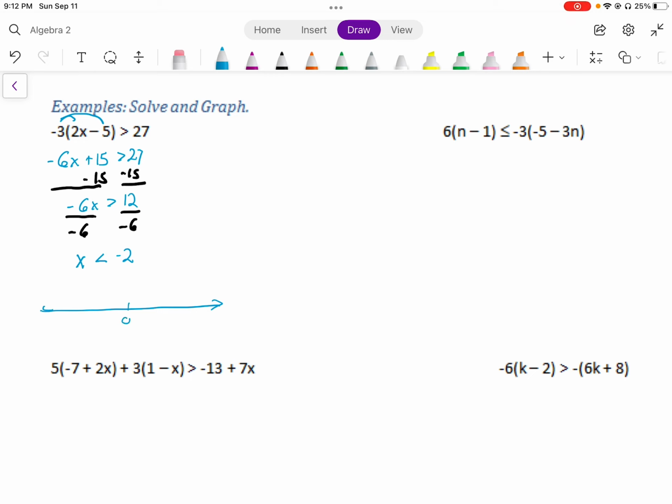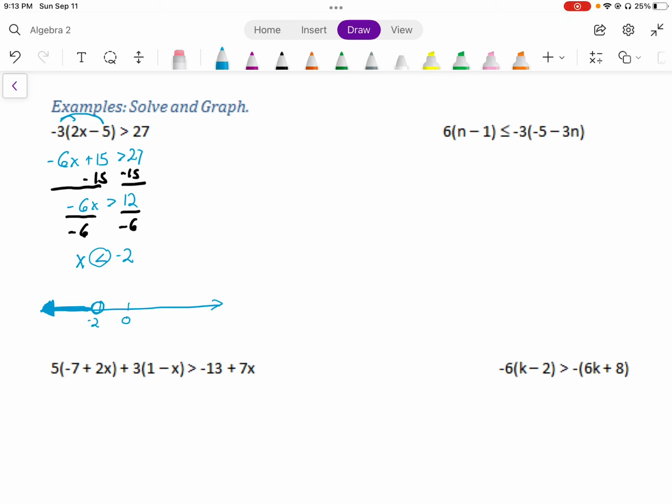I'll put a 0 on here. Negative 2 is a little to the left of that. And on our graph, we do an open circle because it doesn't include negative 2, and it's things less than negative 2. So we have to go to the left. So we shade to the left. And there's the graph of the solution.